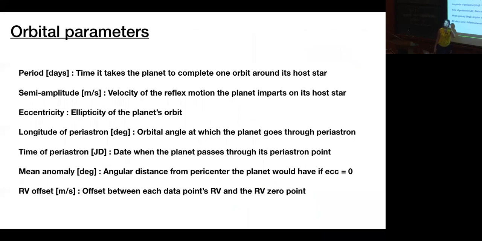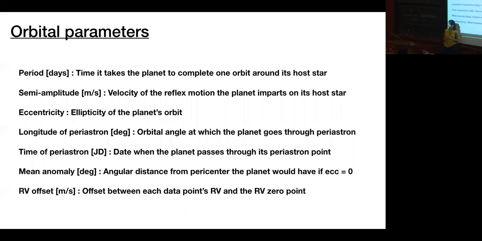The different parameters that I'll be talking about during this are things like the period, so how long it takes the planet to go around the host star, the semi-amplitude, the velocity of that motion that's imparted by the planet on its host star, the eccentricity of the orbit, things like the longitude of periastron, or the angle where the planet goes through periapsis, its closest point of approach to the star, and the time at which that happens. The mean anomaly, which is another angular measurement of how far the planet has moved around the star, or would have if its eccentricity was 0.